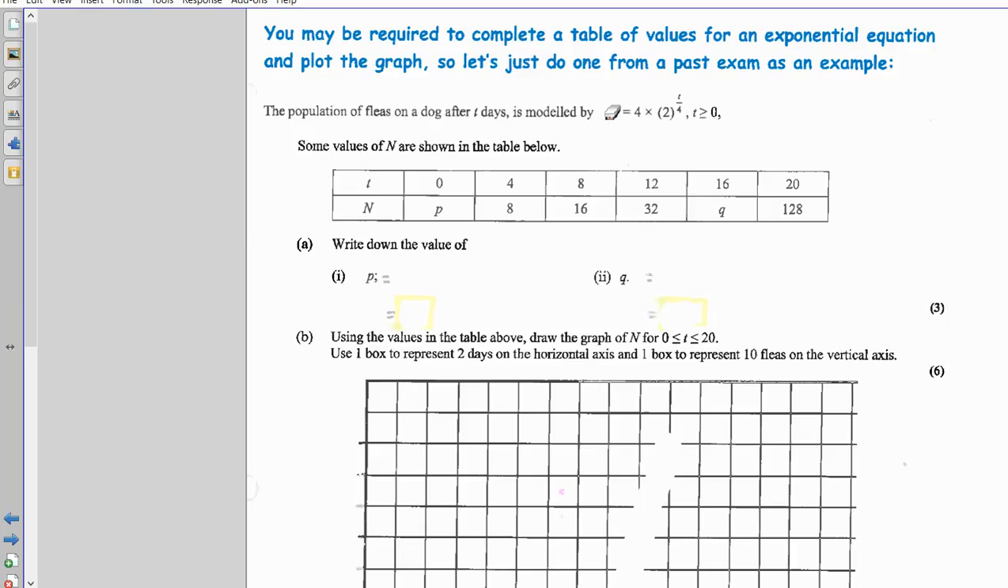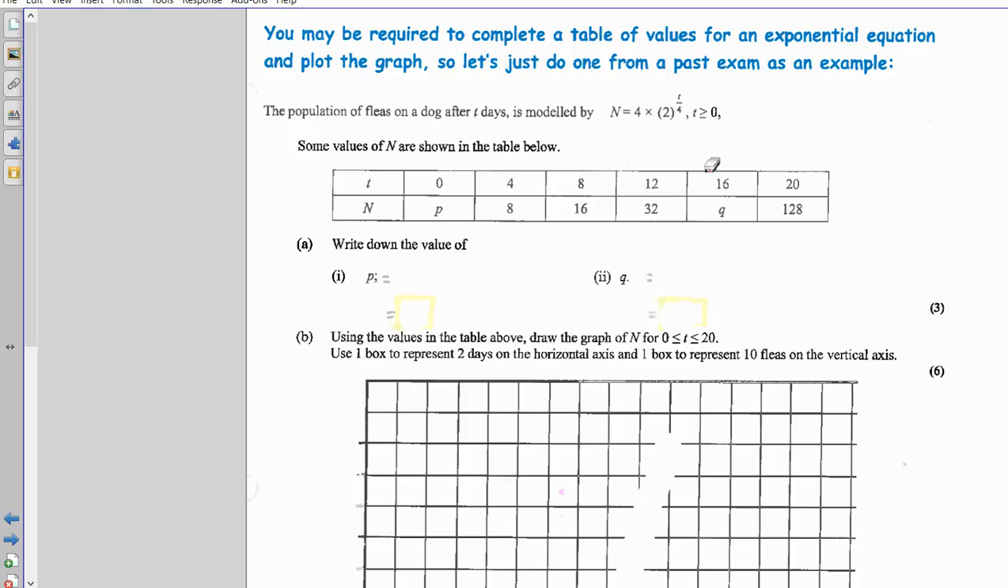So some values are filled in on the table, but they want you to fill in the missing ones. The missing ones are p here and q here. So all you have to do is substitute t into the equation. And see this, t is greater than 0? It's pointing out that for this equation, t is greater than 0, because we don't have negative days. It makes sense in terms of the real life situation. We're not going backwards in time, so that's why t is greater than 0.